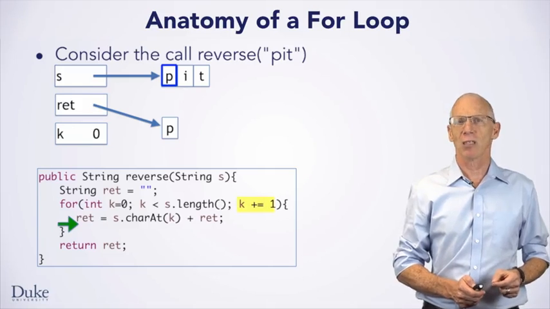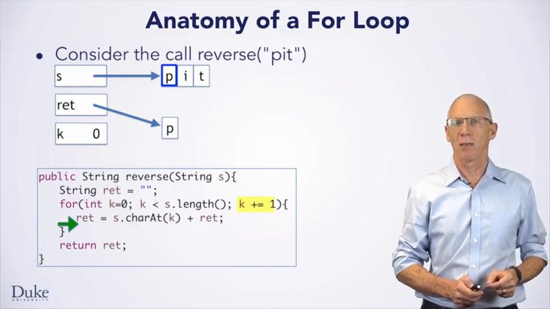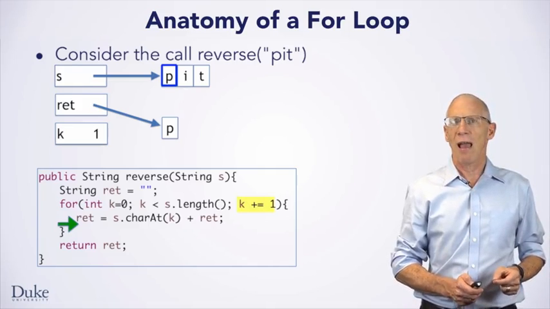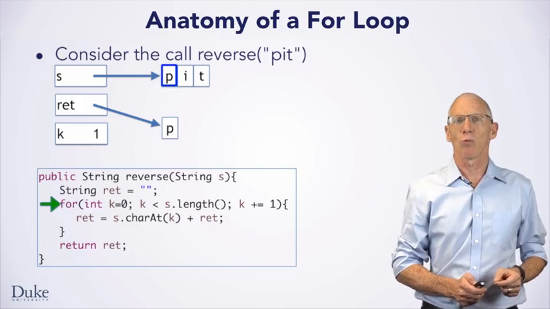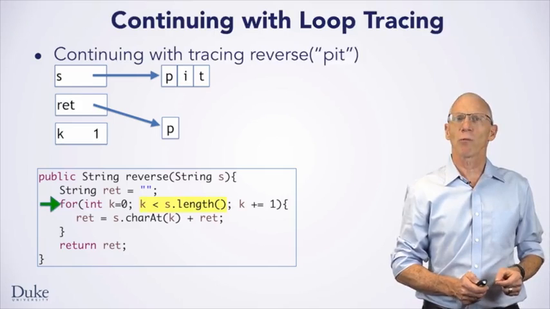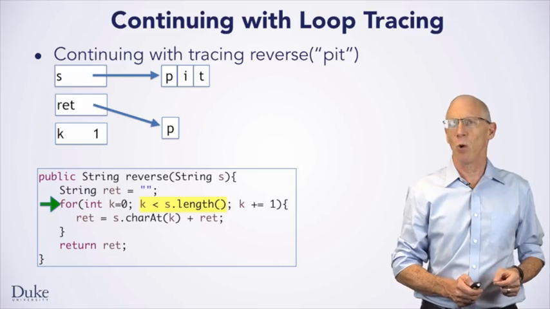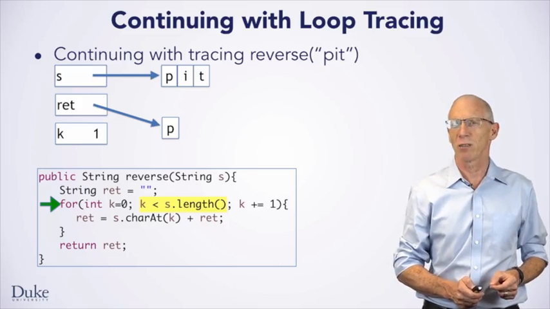We can create new ones, but we can't change a string. The increment executes after the loop body. This changes k so that it has the value 1. After the increment statement, we're ready to trace the next iteration of the loop. The local variable ret has the value p. The loop control variable k has the value 1, and we're ready to continue the trace.